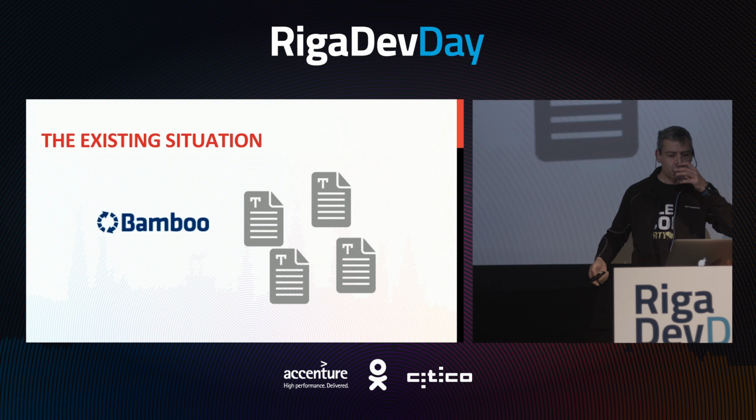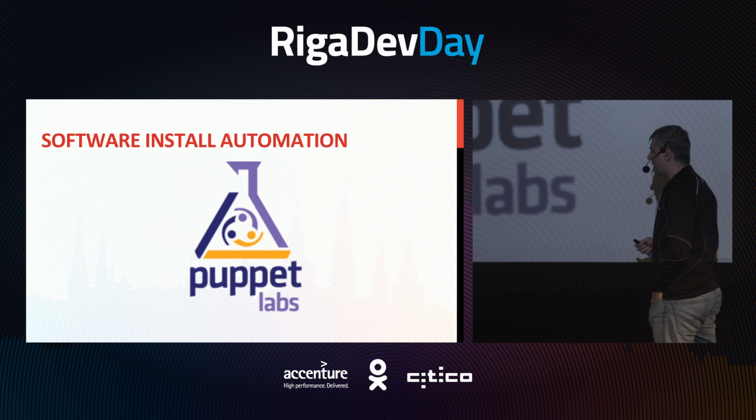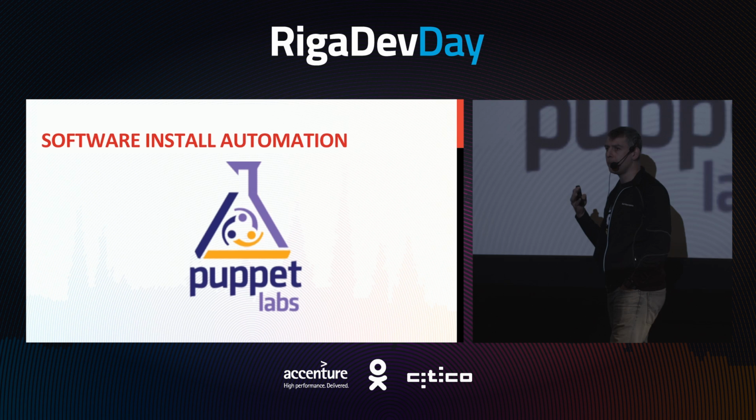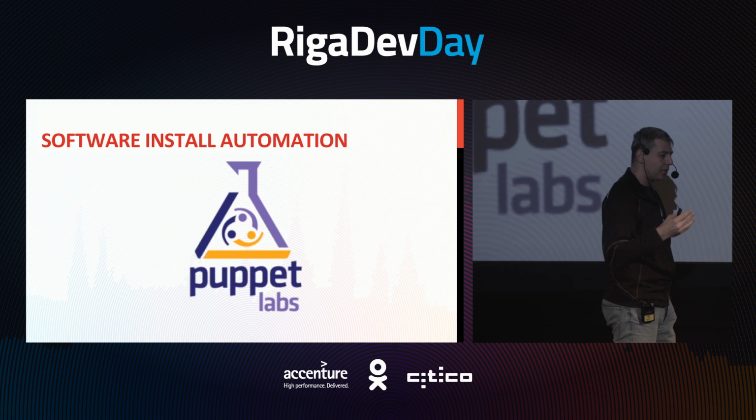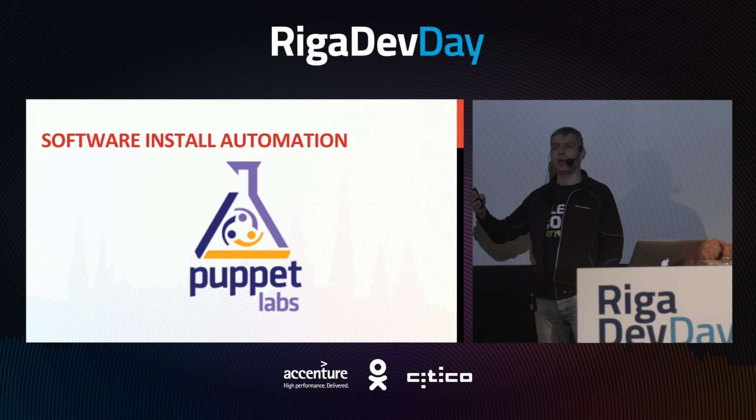Also, what is interesting is, meanwhile, the software factory had decided to automate everything through Puppet. Who knows about Puppet? Okay, three hands. So for the rest, Puppet is an automation of your infrastructure. You know the trend of infrastructure as code?